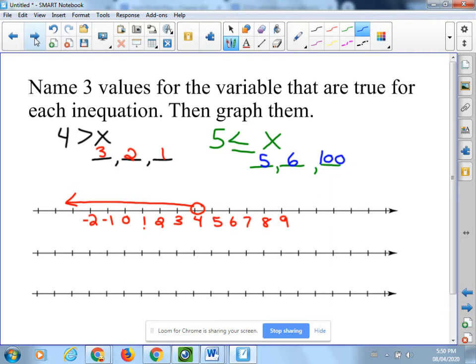Just like I did previously, I'm going to make sure that the number in question is on my graph, and I'm going to draw a few numbers ahead and below of each of them. This time, because I have an equal sign, instead of using an open circle on the 5, I am going to use a closed circle on the 5. So there's my closed circle. And if my closed circle's here, and my possible answers are 5, 6, 100, that means that I need to go in this direction.